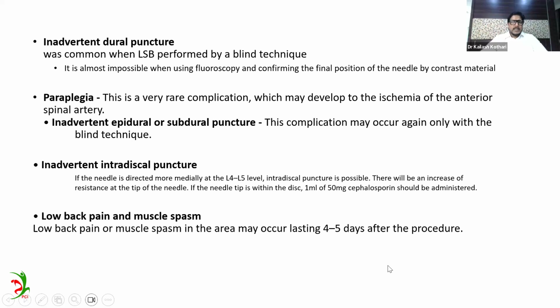Normally they settle down. When you are injecting chemical neurolytic agent, when you are removing the needle, make sure that you are flushing the needle with local anesthetic or saline so that the chemical neurolytic agent is not leaking through the channel when you are removing the needle, and prevent the sinus formation.